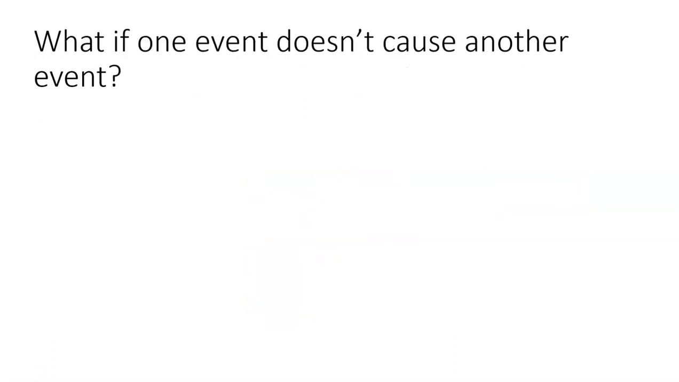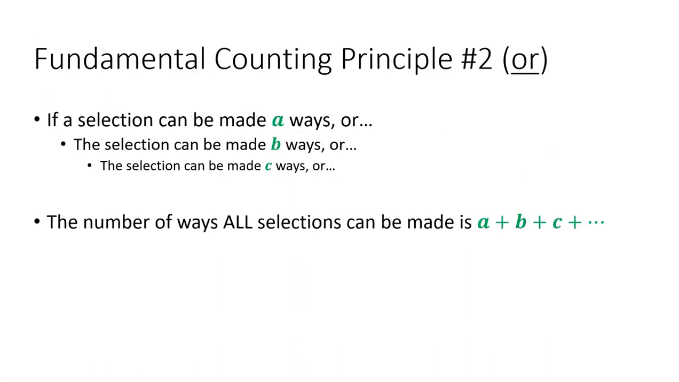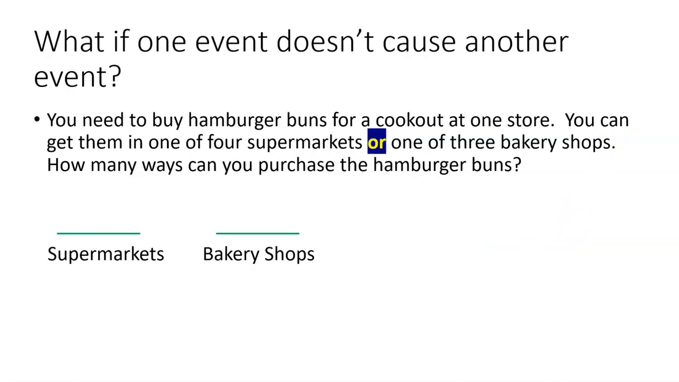What if one event doesn't cause another event? So if you need to buy hamburger buns for a cookout at just one store, and you can get them at one of 4 supermarkets or one of 3 bakery shops, how many ways can you purchase the hamburger buns? The key word here is or. So when the events are what we call mutually exclusive, it can be made A ways or B ways or C ways, we add the possible selections. So in this case, we've got 4 supermarkets and 3 bakery shops, and we're going to add them. There's 7 ways you can get the hamburger buns if you're just going to go to one store.